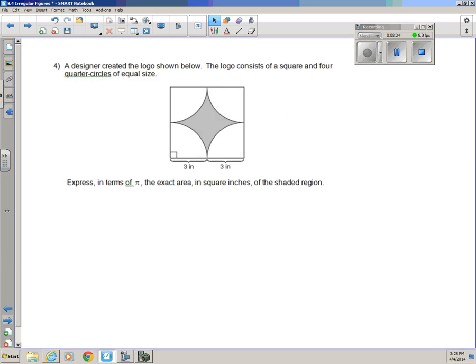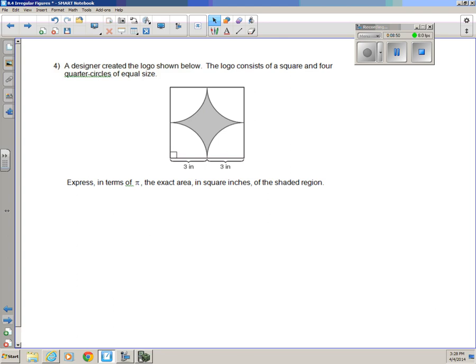A designer created the logo shown below. The logo consists of a square and 4 quarter circles of equal size. Express in terms of pi the exact area in square inches of the shaded region. So there's no rounding here. You're leaving pi in your answer.